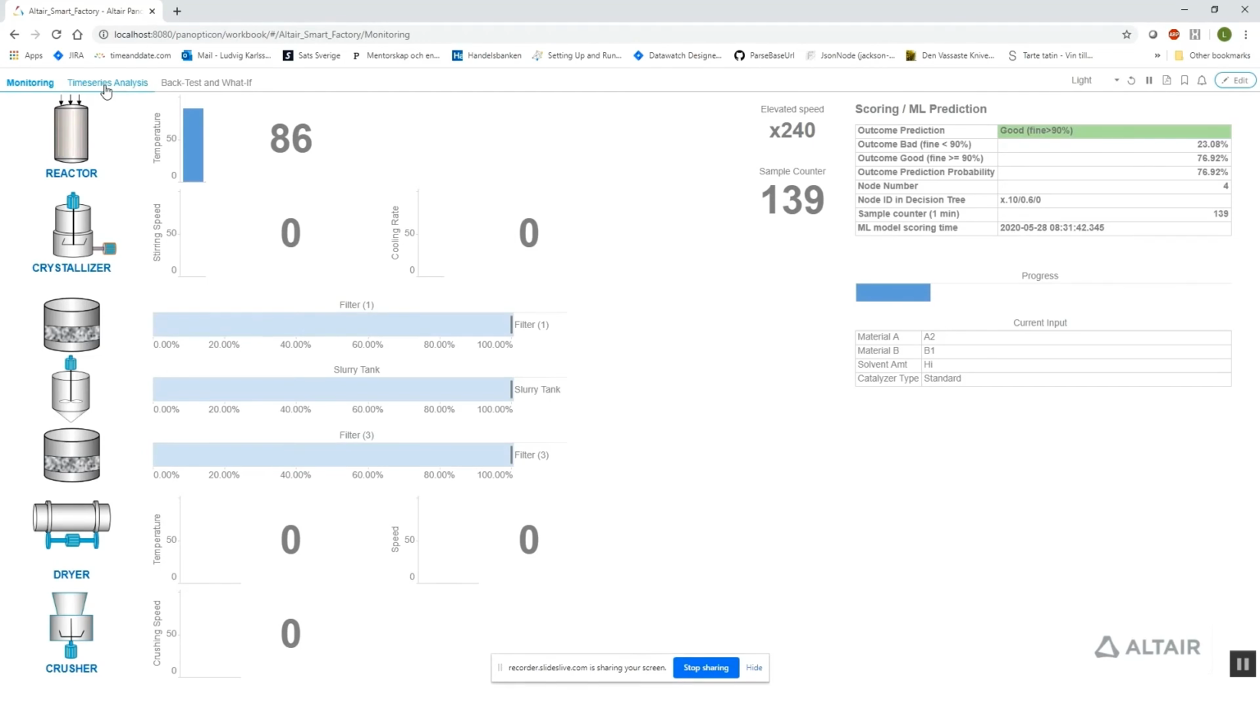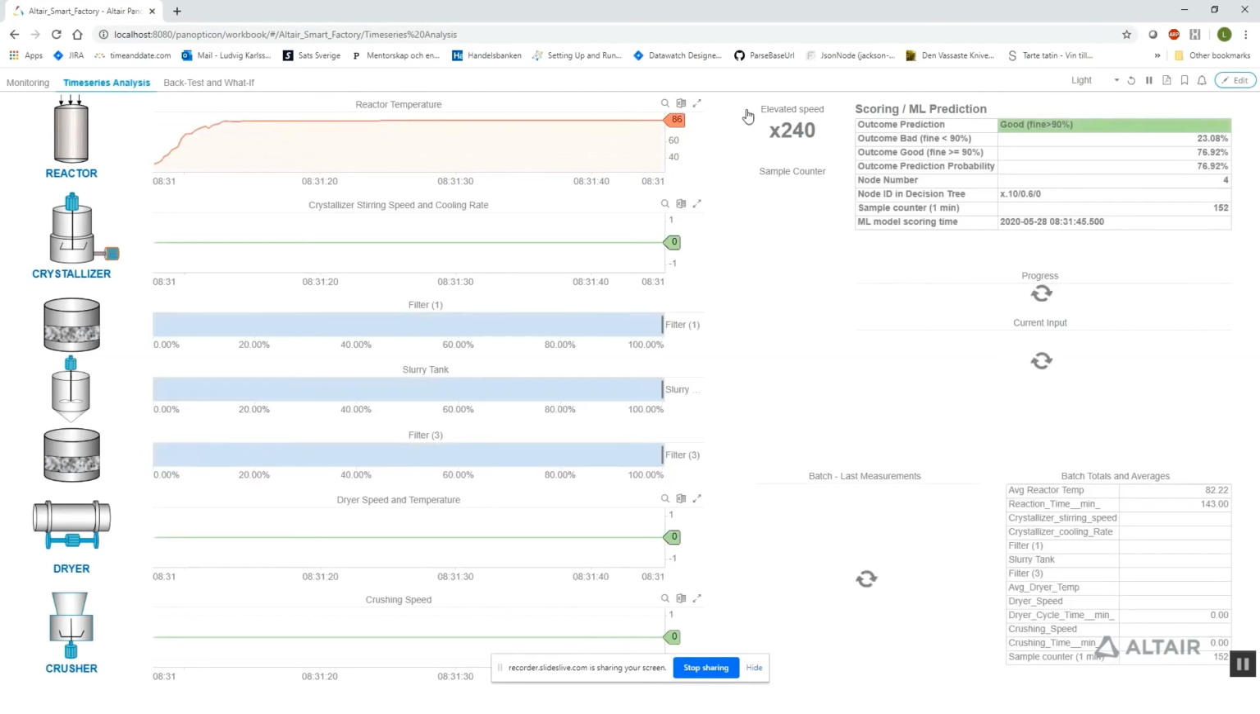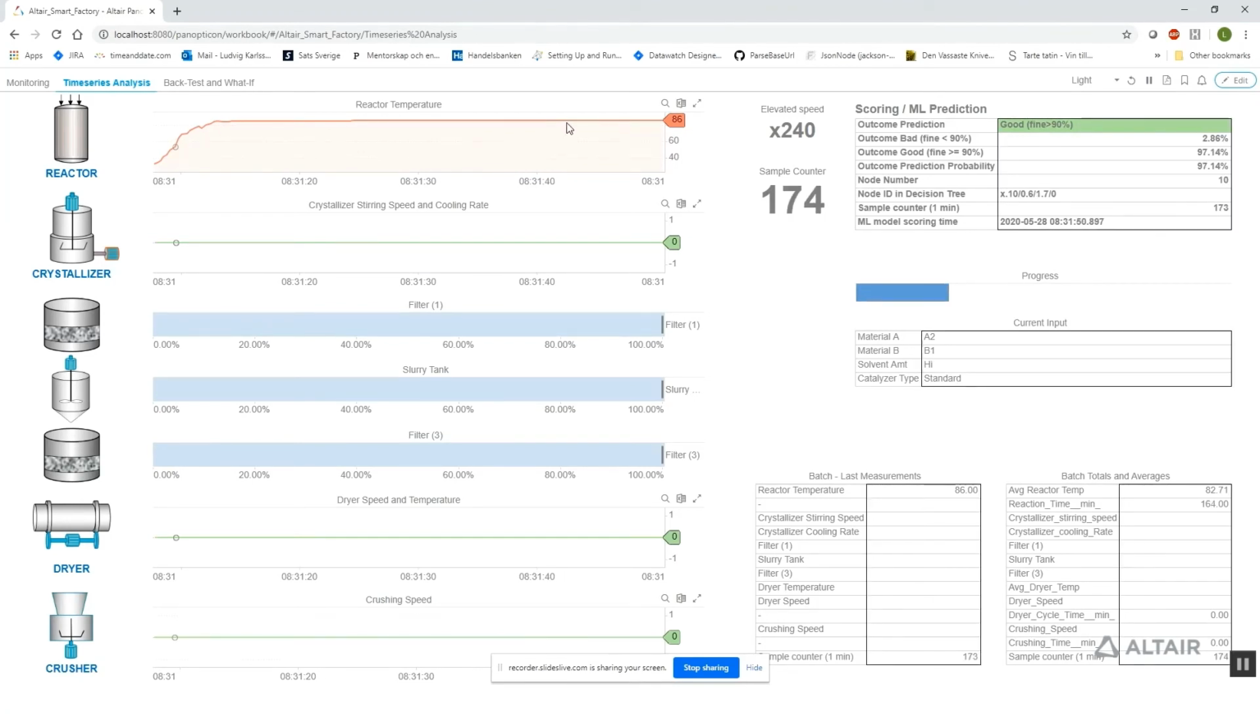Moving to the time series analysis dashboard, here we can clearly see the benefits of using time series visualization. Not only can we understand what is happening right now, but we can also observe the historic behavior leading up to the current state.